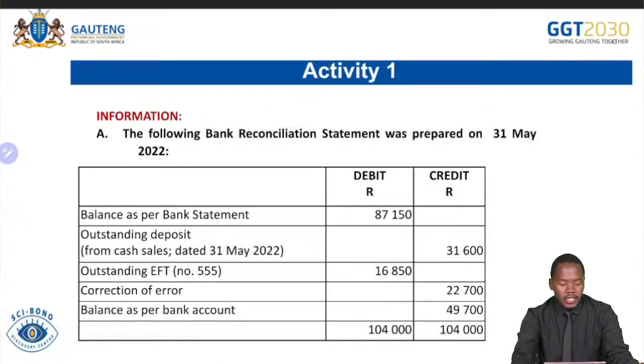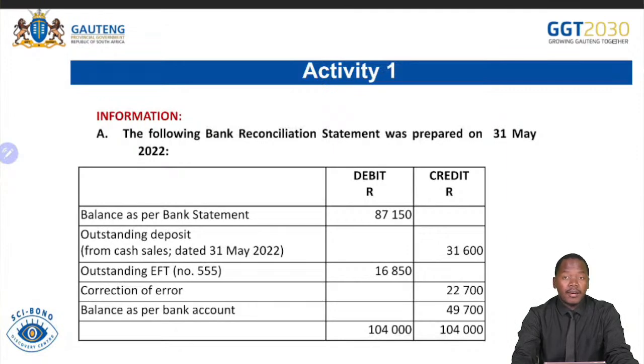We are given information A here. The following bank reconciliation was prepared on the 31st of May 2022. Grade 12, remember again, you are given the previous bank reconciliation for many reasons. Now, grade 12, the balance per bank statement, we do not record it. It's the balance for the previous month. We do not record it.